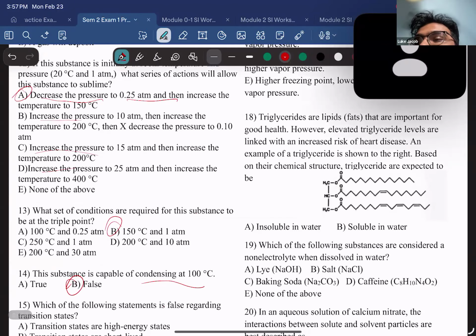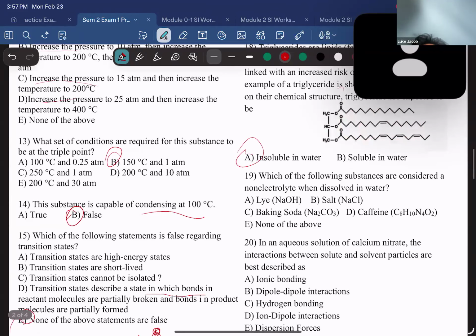Triglycerides. All right, so this is kind of a bio question. If you know, triglycerides have a lot of fatty acids. These are fatty acid chains, and then this is a glycerol compound here. While it has a polar part here, most of this is nonpolar or hydrophobic. So hydrophobic, insoluble in water, all right?